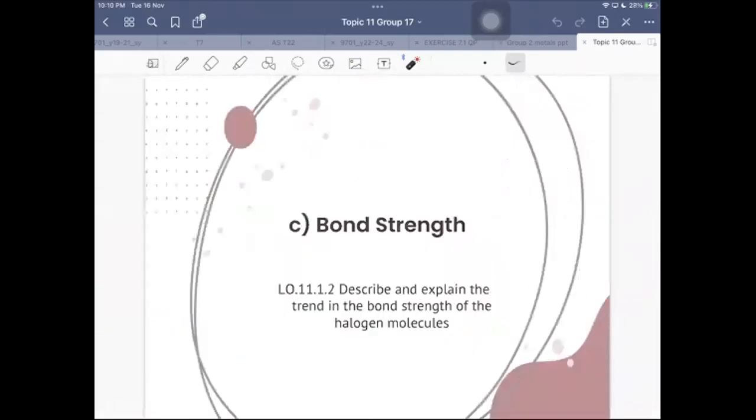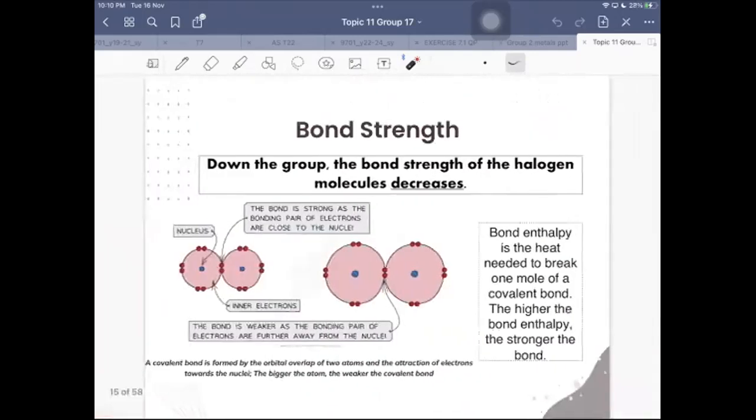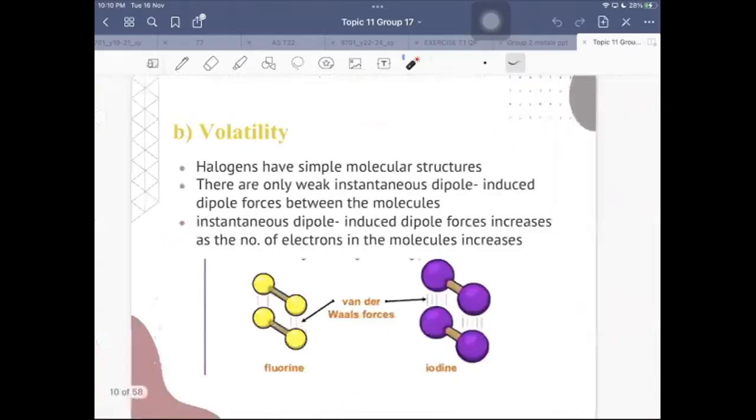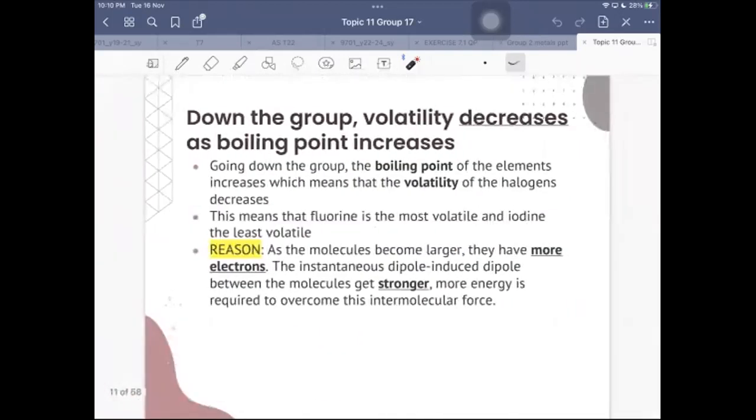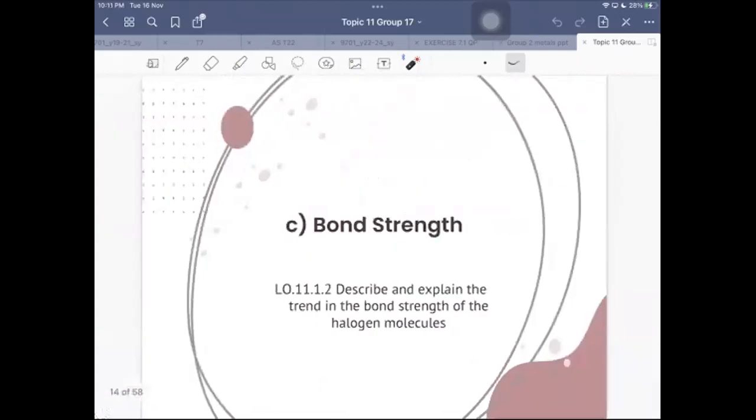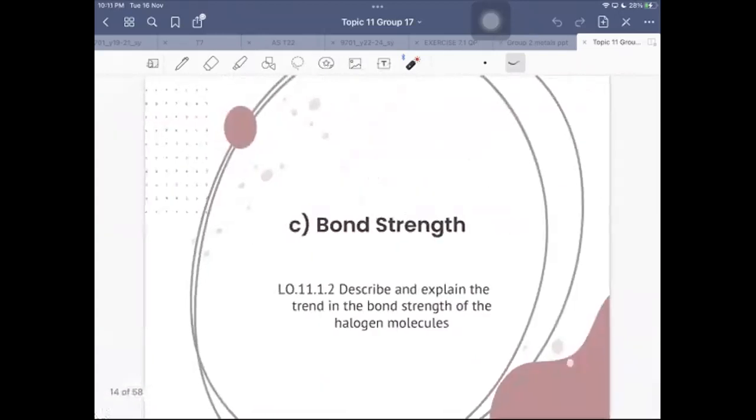Moving on to the bond strength. Next learning objective, describe and explain the trend in bond strength of the halogen molecules. Now, wait, I hope I didn't go too fast. Okay, so you can screenshot this slide, and then I will move on to the next one, which is the bond strength.